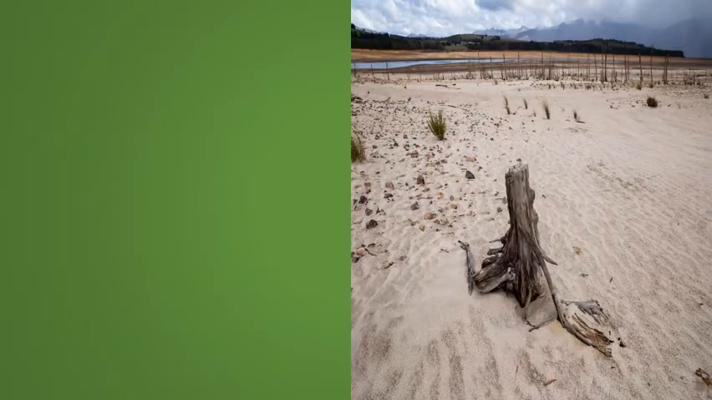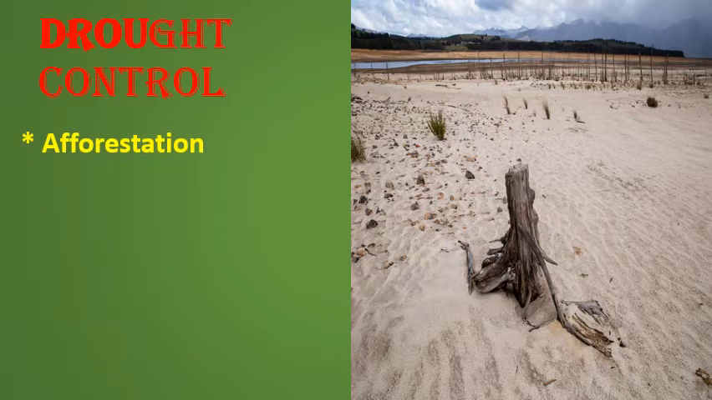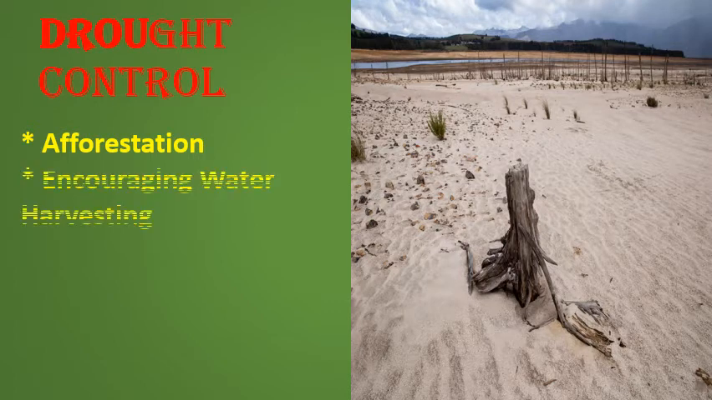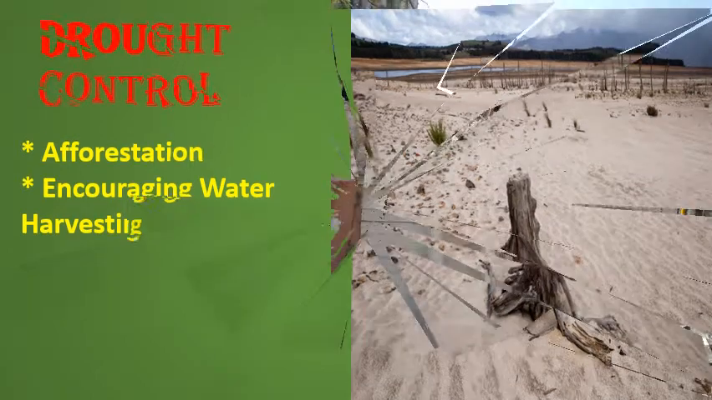Now let's discuss the various ways to control drought. By planting more trees, that is afforestation, which brings in more rainfall. Also by encouraging water harvesting, which increases the level of groundwater that can be used for irrigation of fields.